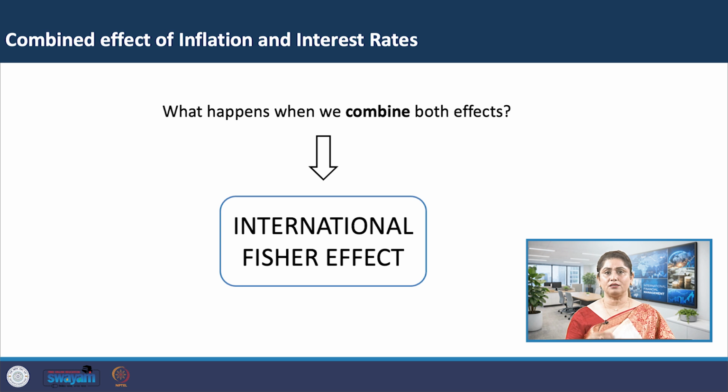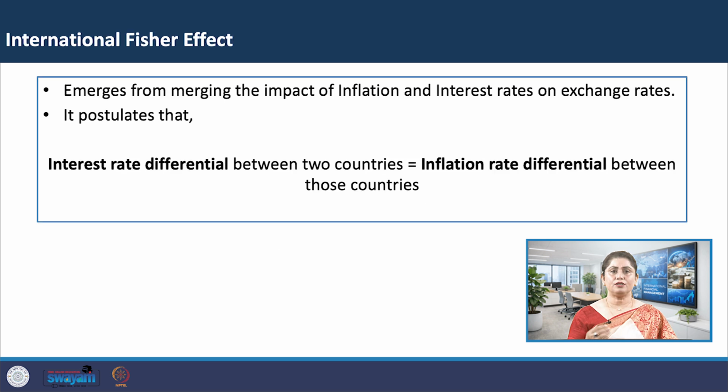When we bring together the effect of inflation and the effect of interest rates and merge them into a single unified framework, we arrive at the international Fisher effect. And within that, we also study the underlying building blocks, the Fisher effect, which explains what a nominal interest rate is really made of. These two theories together form one of the most elegant and important frameworks in international finance. Let us begin.